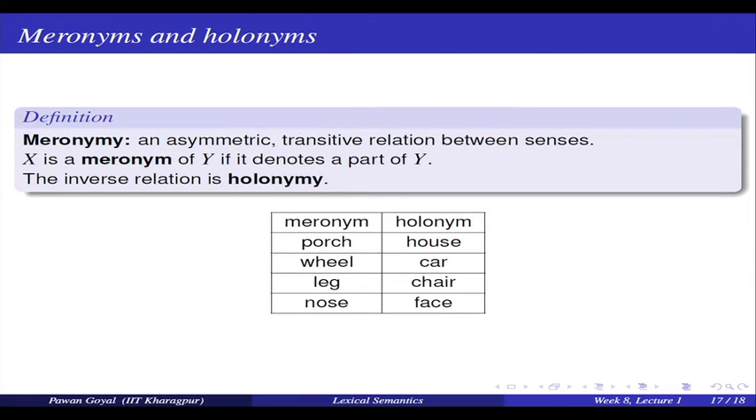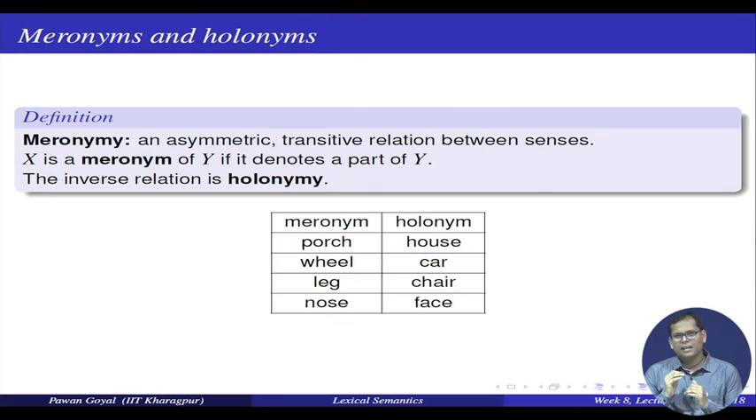Now, we can also define other relations like meronyms and holonyms. A meronym is some sort of asymmetric transitive relation between senses. X is a meronym of Y if X denotes a part of Y. So, it is not symmetric. For example, porch is a part of house, or wheel is a part of car. So, wheel is a meronym of car, leg is a meronym of chair, nose is a meronym of face, and the other way around the relation is called holonym, that is, face is a holonym of nose, car is a holonym of wheel, and so on.